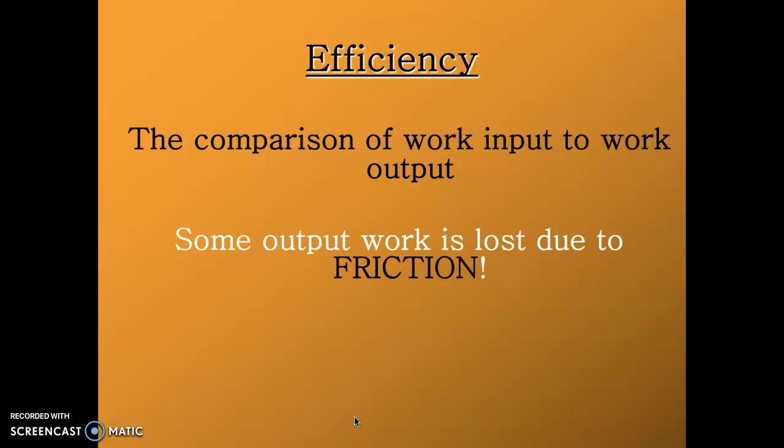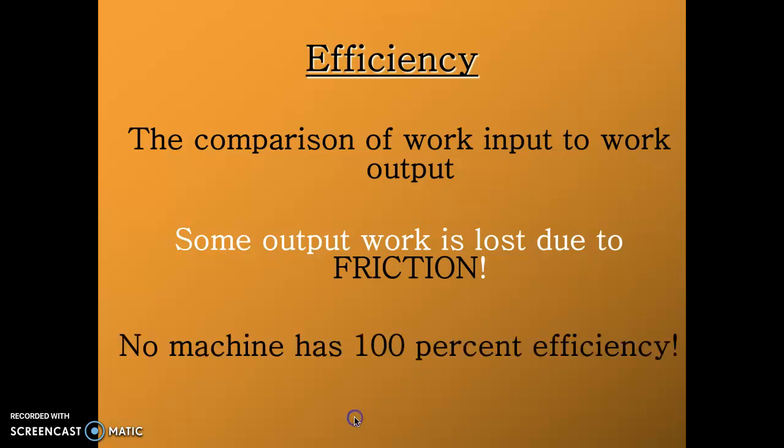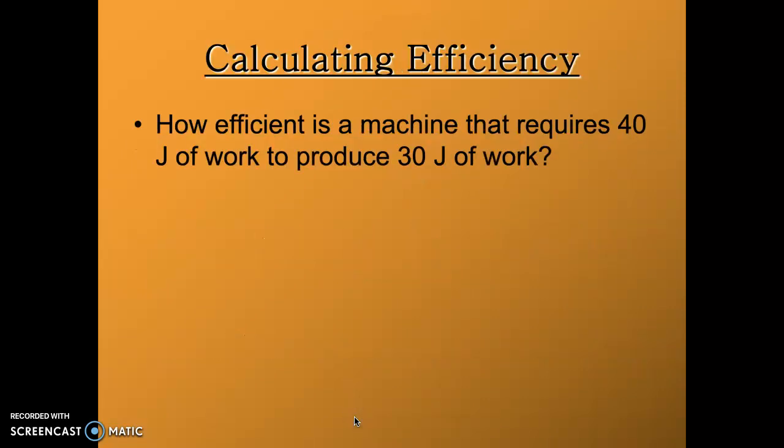You have to realize, because friction takes away energy, the amount of work out is going to be less because of that energy that gets lost due to friction. No machine, absolutely no machine is 100% efficient. Okay? So that is something to remember. So let's work on calculating efficiency. In this particular case, we have a machine that requires 40 joules of work to produce 30 joules of work. So how efficient is that machine?